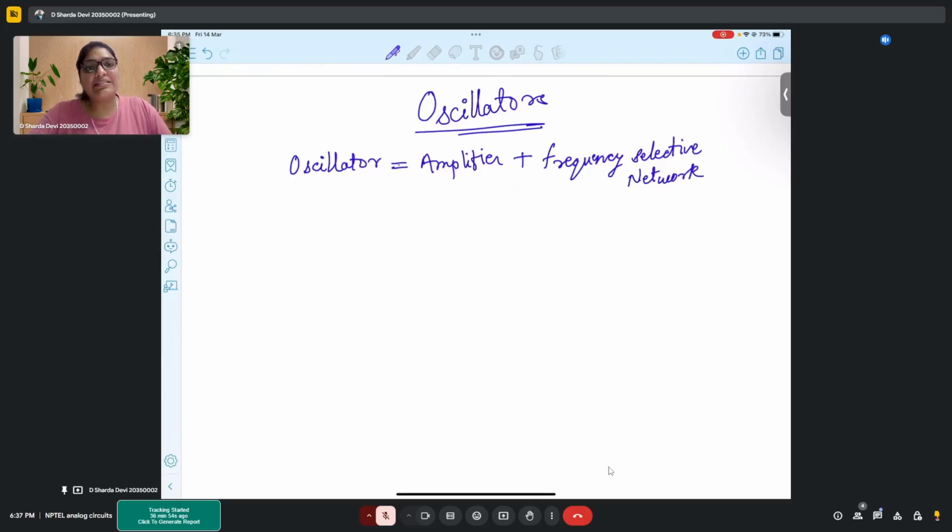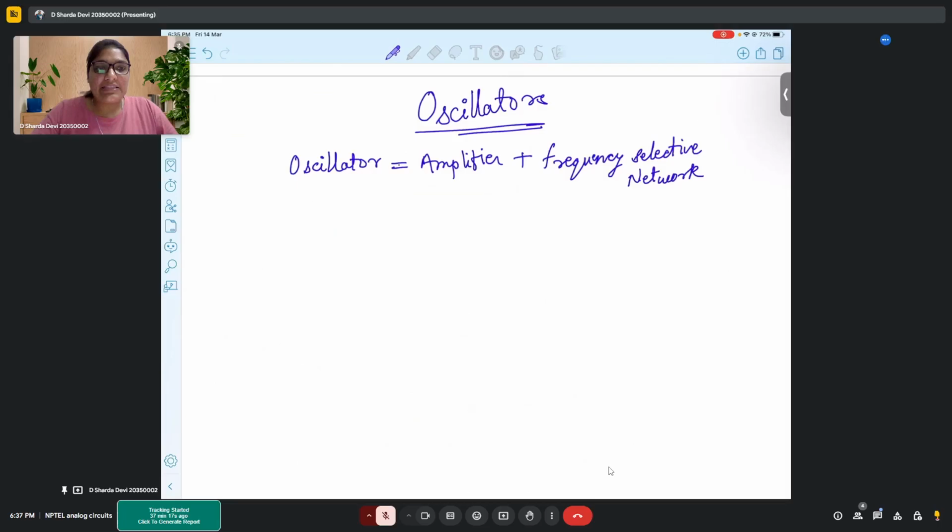Which is more or less the functionality of a filter, correct? So what are oscillators? First of all, we need to understand that oscillators are circuits where you do not provide any input signal to them. In oscillators, you don't provide signals to them.